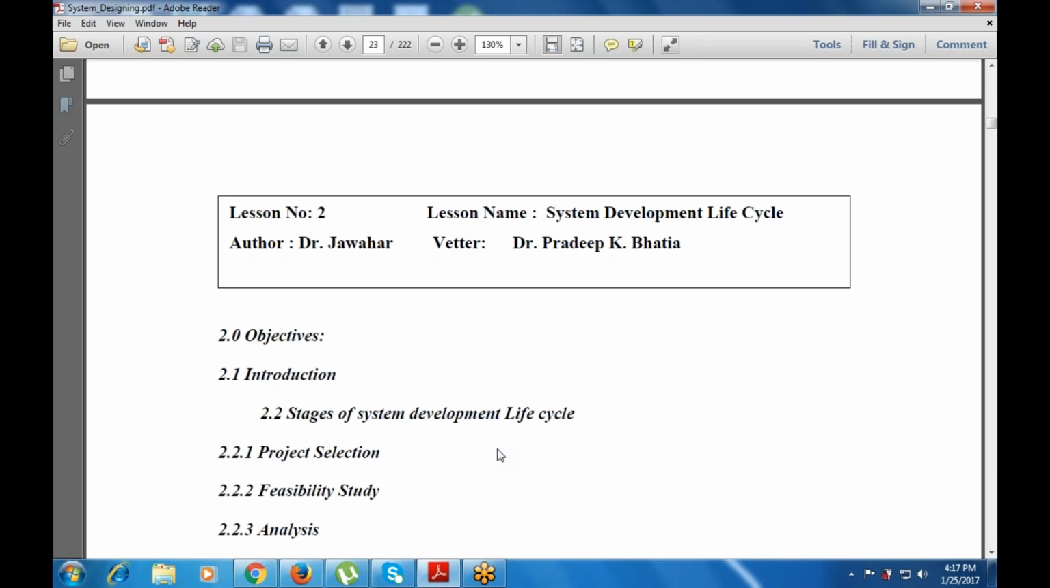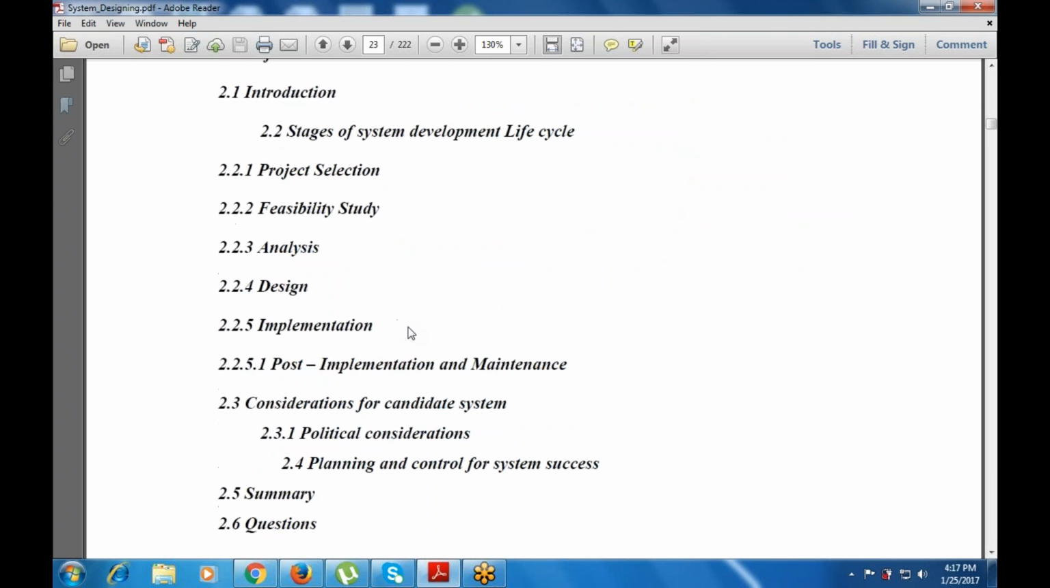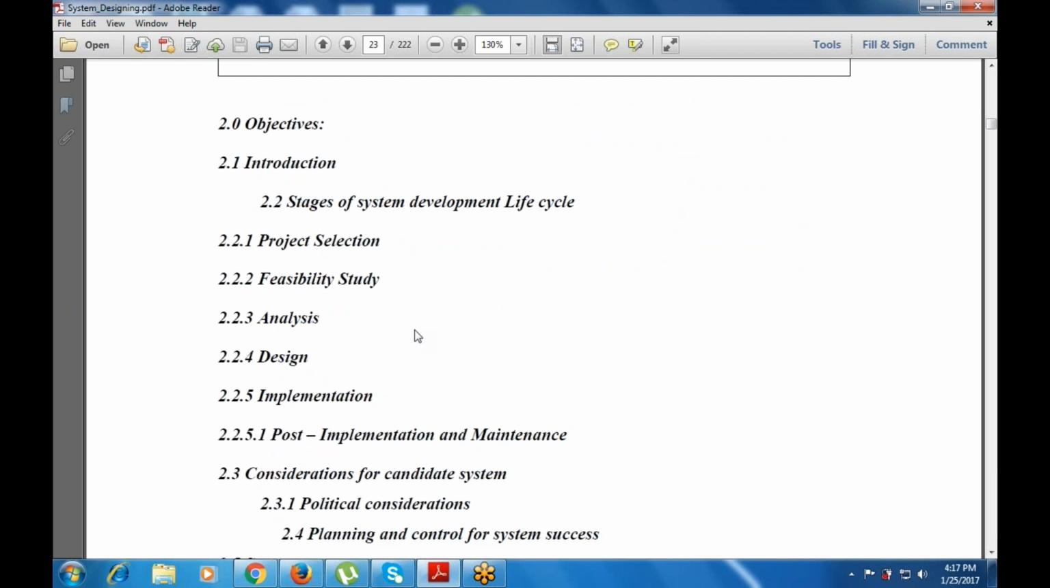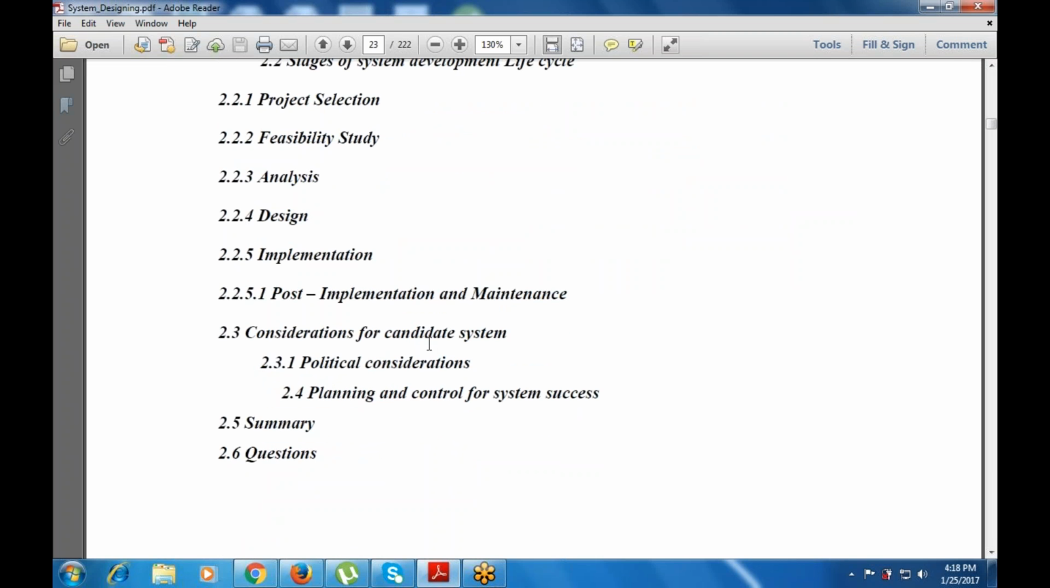Now, lesson number 2 is the system development life cycle. That is lesson number 2. So first is the objectives. Then there's the introduction. After the introduction, there's the stages of the SDLC. Then the project selection. After the project selection, there's the feasibility study, analysis, design, implementation, post-implementation, and the maintenance, and the candidate system. It also includes the political consideration, planning and control for the system success.